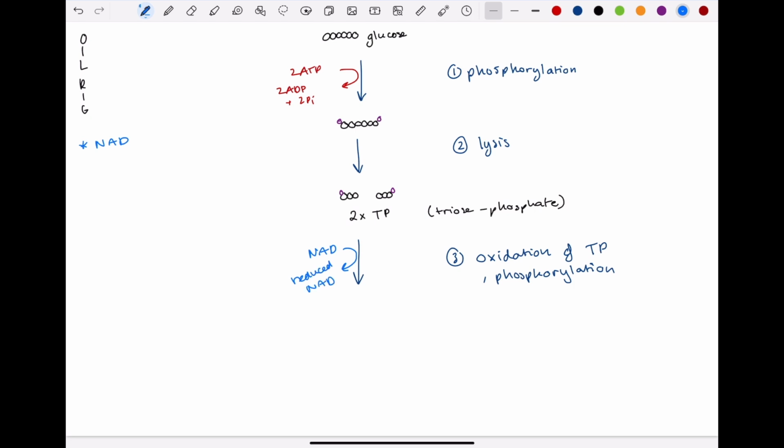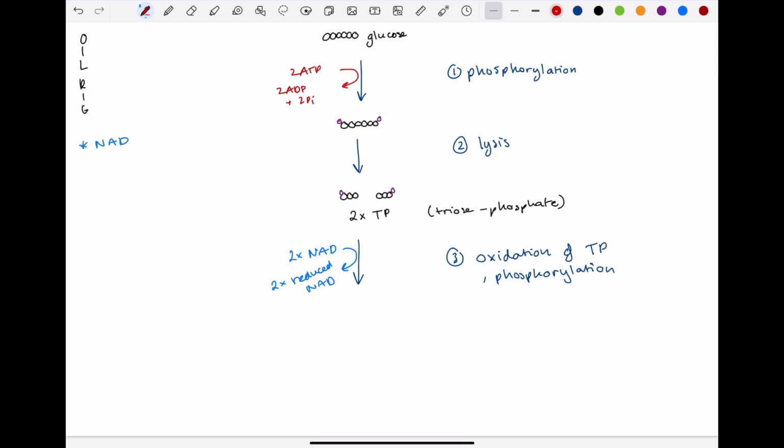Now we have 2 TP molecules, right? So we're going to have to oxidize both of them, and so we're going to need 2 times NAD and we're going to end up with 2 times the reduced NAD. Now, let's move on to the second step, and that is phosphorylation.